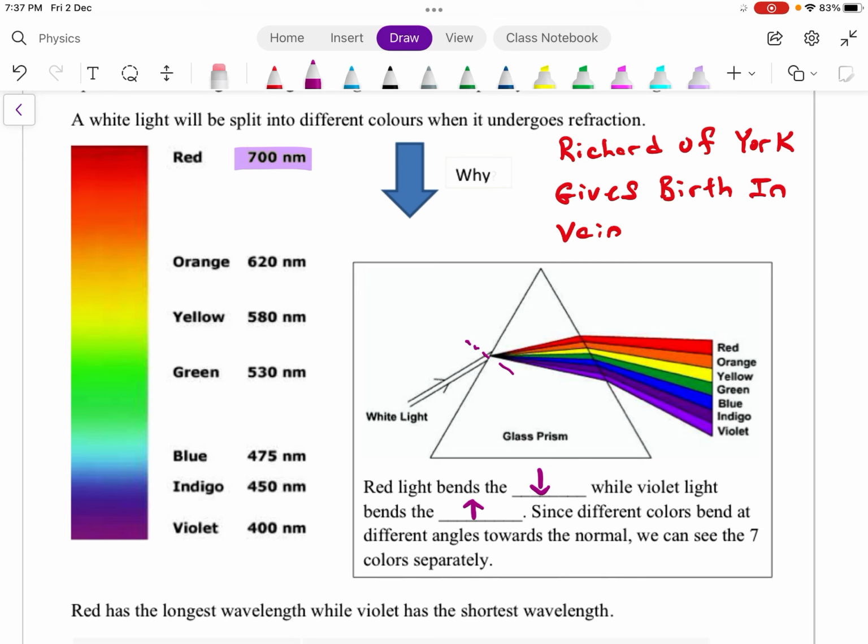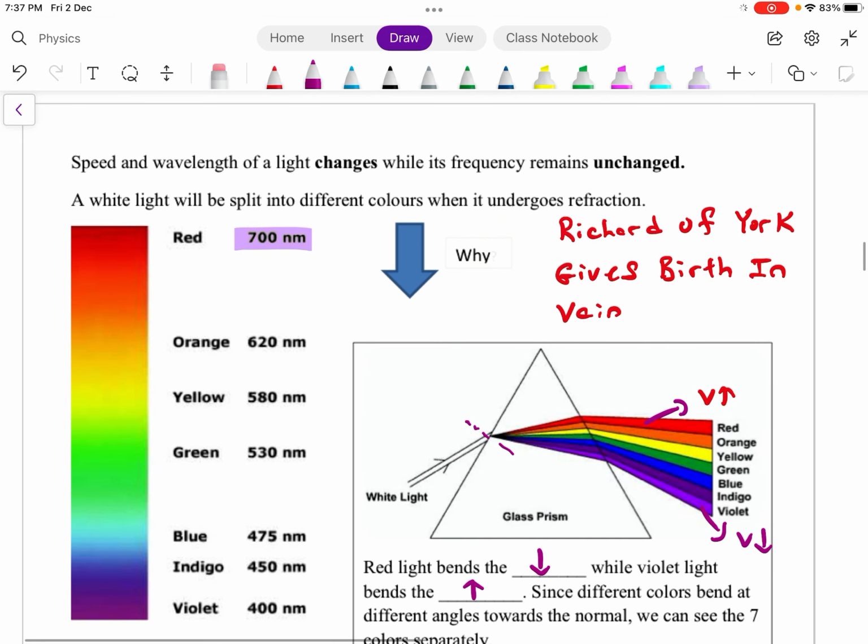The speed of red light in the glass prism should be greater. Whereas for violet, the speed of light of violet should be the smallest. So since different colors bend at different angles towards the normal, we can actually see the 7 colors separately. Okay, so just take note of one thing: the speed and wavelength of the light change, whereas the frequency will always remain unchanged.